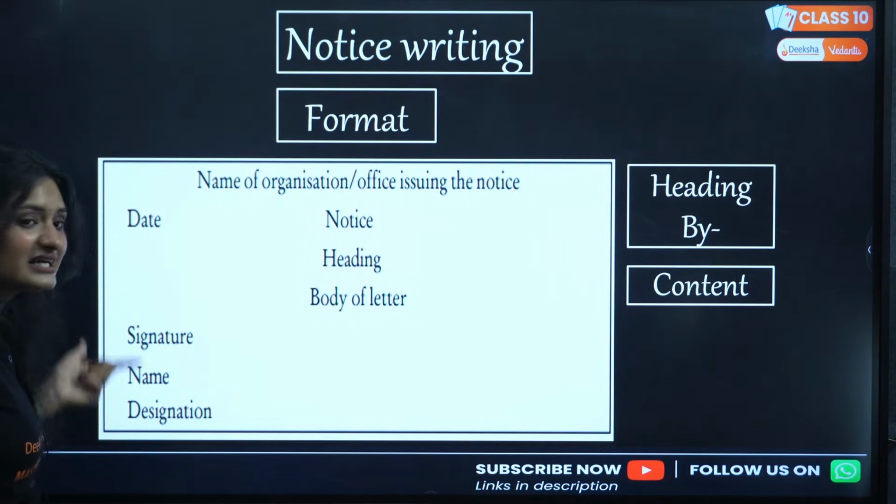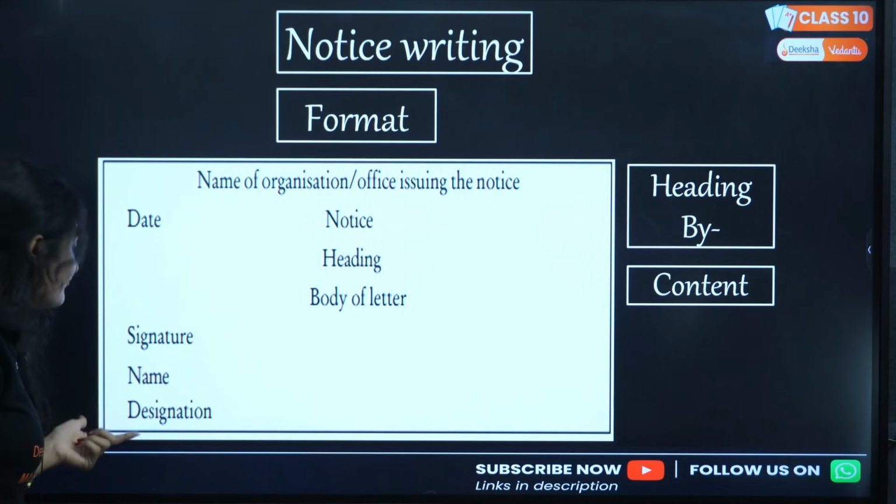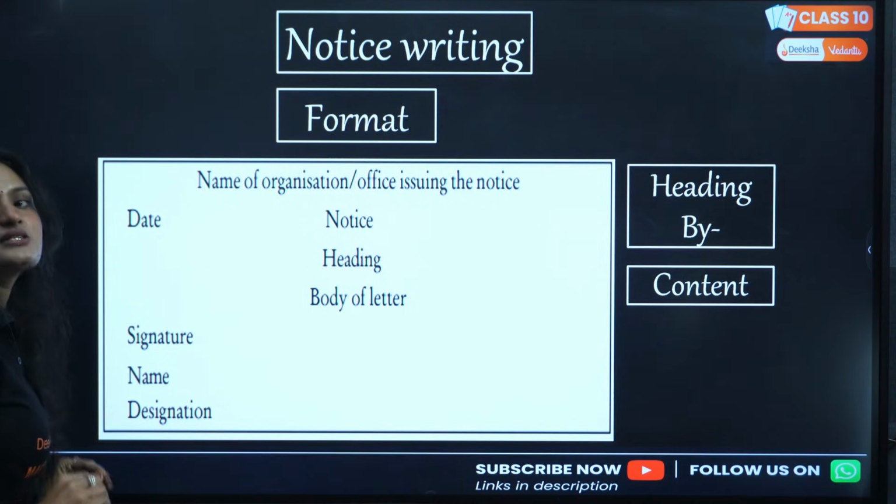See how organized this is. So on the left hand side, write the name and the designation. Do not sign.